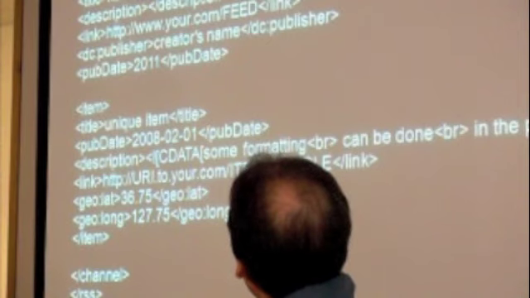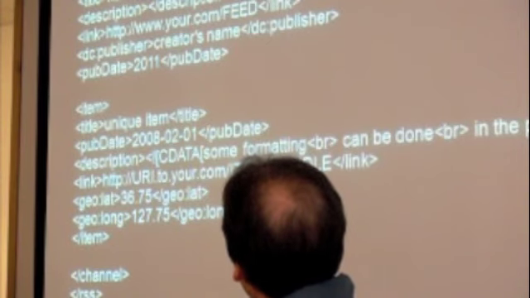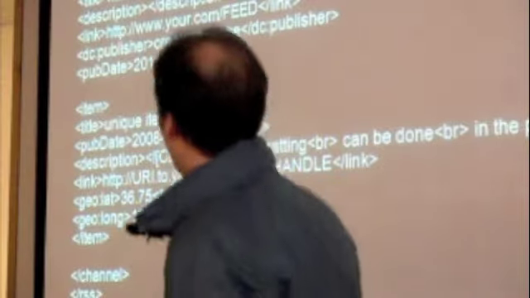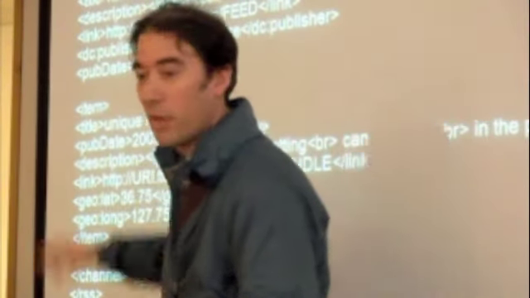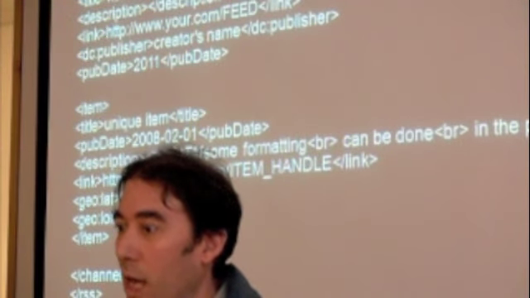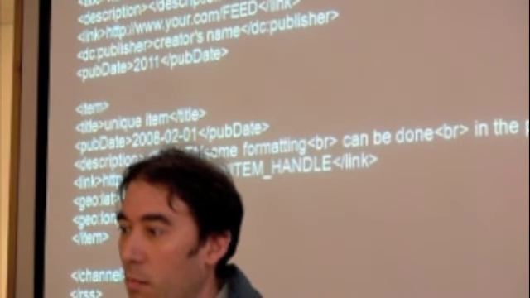So this is probably very abstract for many people, but I just thought I'd show you what the actual spec is like. And it's very simple. Inside of the channel, you have multiple items, and in each item, you just have some kind of geolat, geolong, which makes it mappable in GeoRSS.